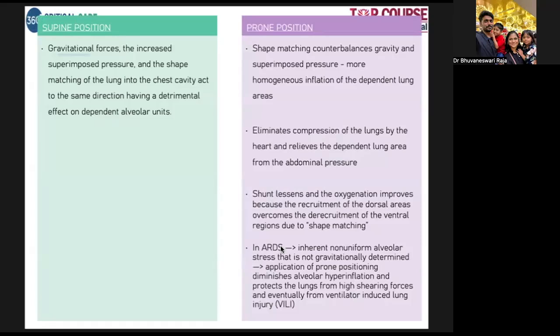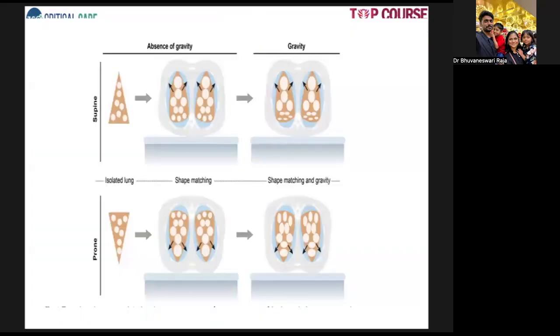It also eliminates the compression of the lung by the heart and relieves the dependent lung area from the abdominal pressure. Here, the shunt lessens and the oxygenation improves because of the recruitment of the dorsal areas, which overcomes the de-recruitment of the ventral regions due to shape matching. In ARDS, there is inherent non-uniform alveolar stress that is not gravitationally determined. So application of prone positioning diminishes alveolar hyperinflation and protects the lung from high shearing forces and eventually from bleeding.